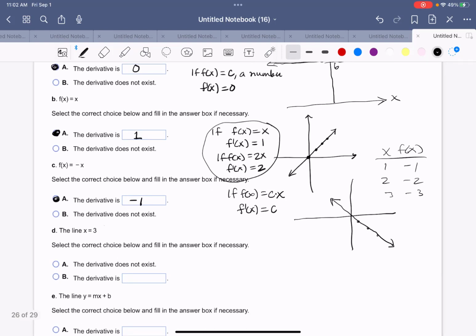The line x equals 3, well, that's not a function. That is a vertical line, okay? And since it's not a function, the derivative does not exist.